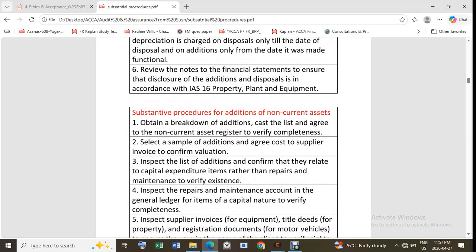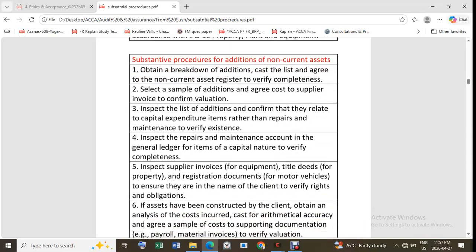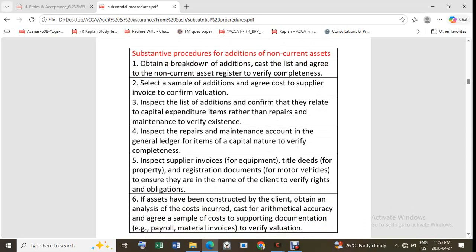And reviewing the notes to the financial statement to ensure that disclosure of the addition and disposal is in accordance with IAS 16. Substantive procedure for addition of non-current asset.